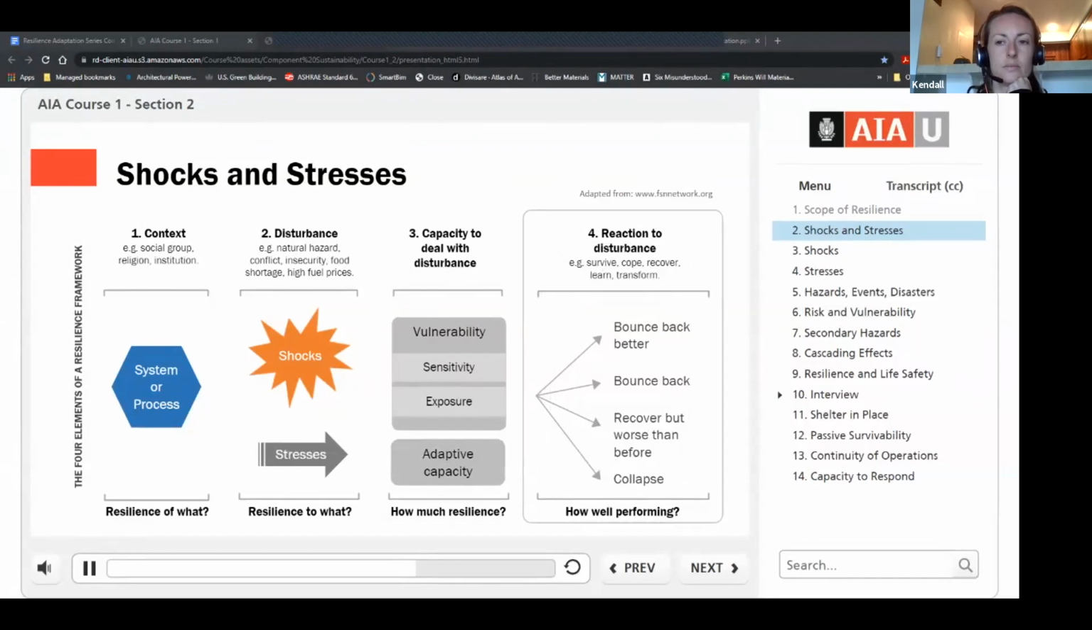Reaction. A system's capacity determines its reaction. In the best case, the reaction to a shock or stress might be to bounce back better. In this case, capacities are enhanced or sensitivities and exposures are reduced, leaving a system that is more able to deal with future shocks and stresses. An alternative reaction might be to bounce back to a normal pre-existing condition or to recover but worse than before, the latter resulting in reduced capacities. In the worst-case scenario, the system might not bounce back at all, but collapse, leading to a catastrophic reduction in capacity to cope in the future. Reaction addresses the question, how well performing? and is a critical consideration for architects and their clients when discussing performance goals.